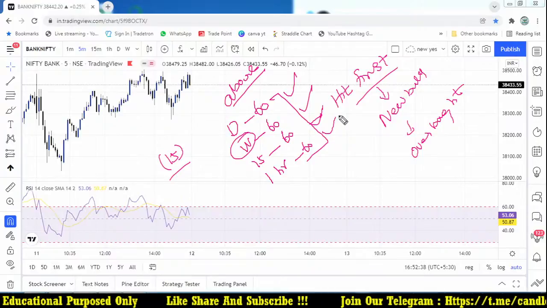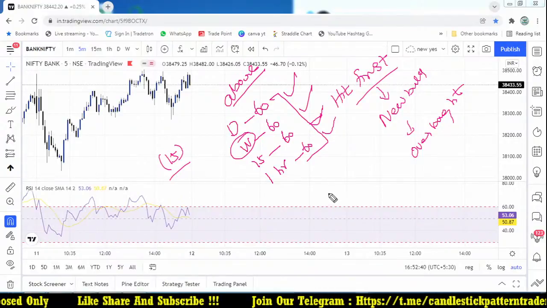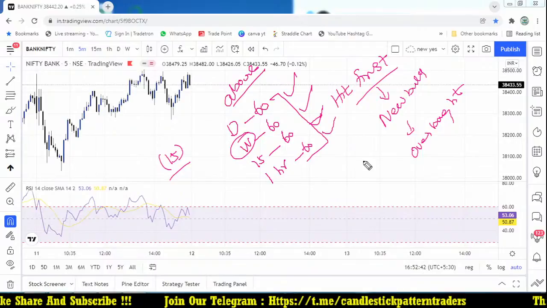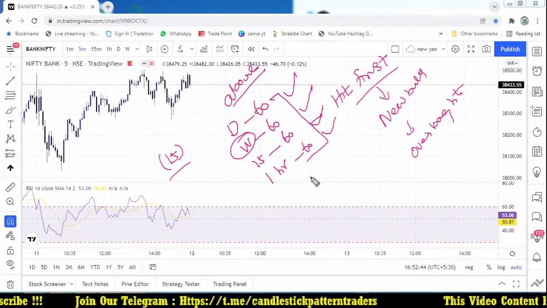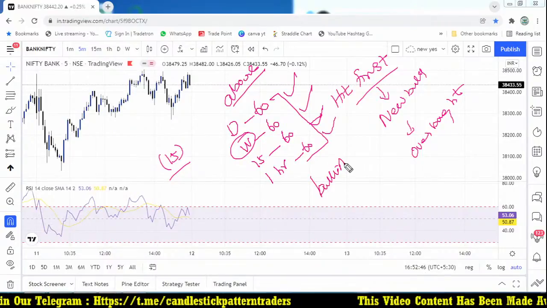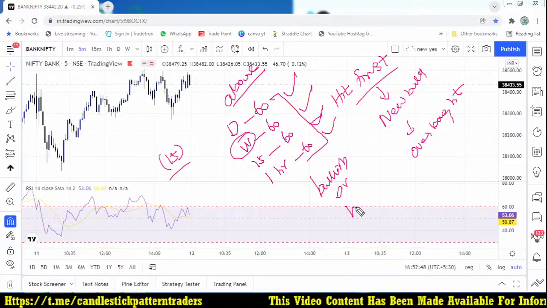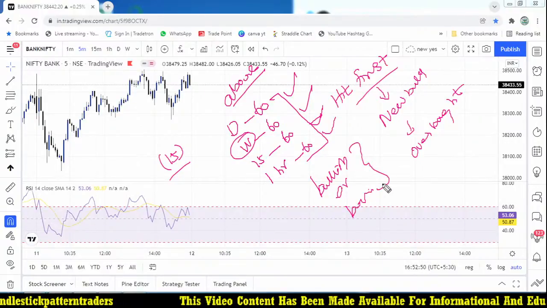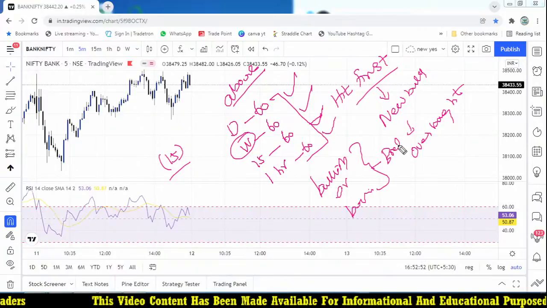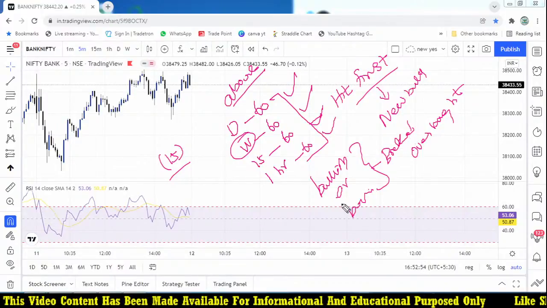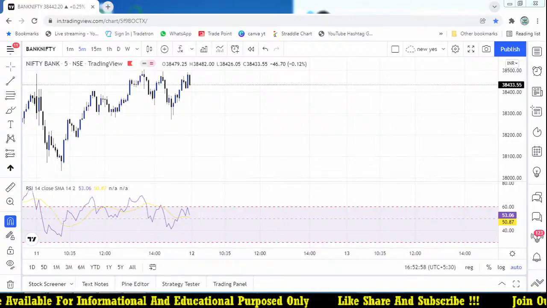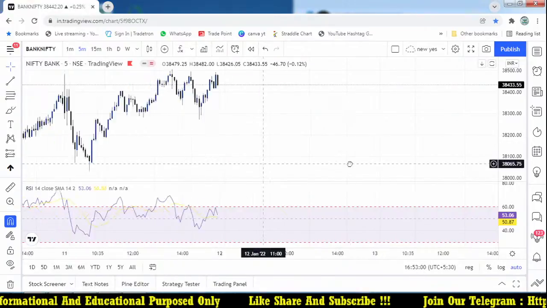So this is the scanner. When we get the alert on the system, there is a chance of it being bullish as well as bearish, so both are possible. So what we can do, we can try with the breakout kind of trade. How can we do the breakout kind of trade, and what logic are we going to use for it?